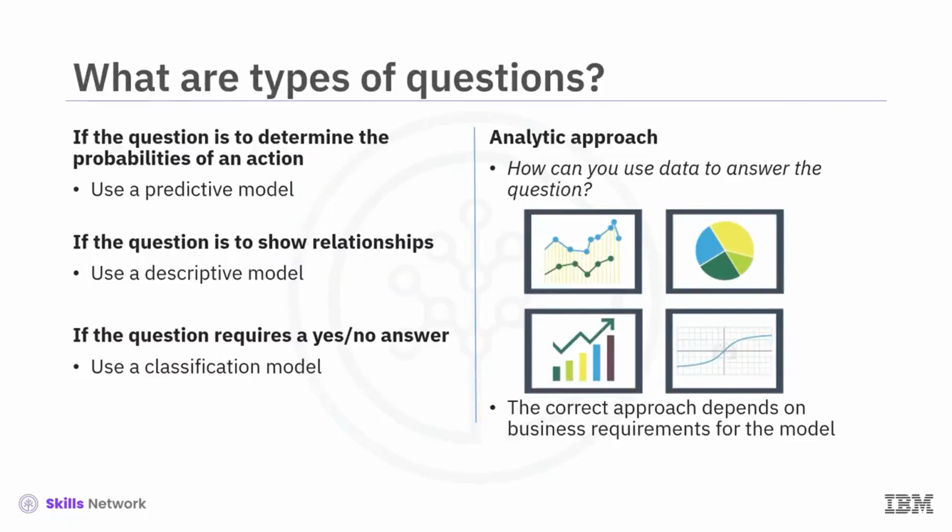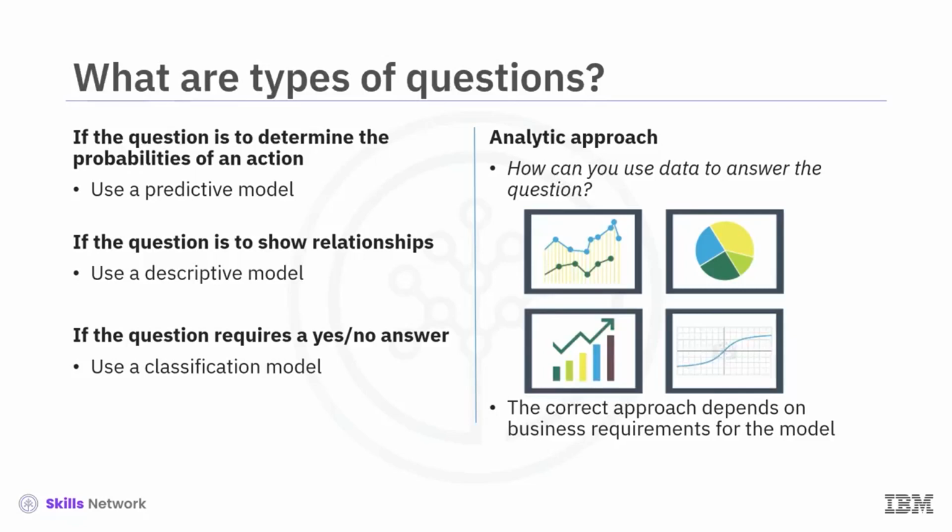If the question is to determine probabilities of an action, then a predictive model might be used. If the question is to show relationships, a descriptive approach may be required. This would be one that would look at clusters of similar activities based on events and preferences. Statistical analysis applies to problems that require counts. For example, if the question requires a yes or no answer, then a classification approach to predicting a response would be suitable.